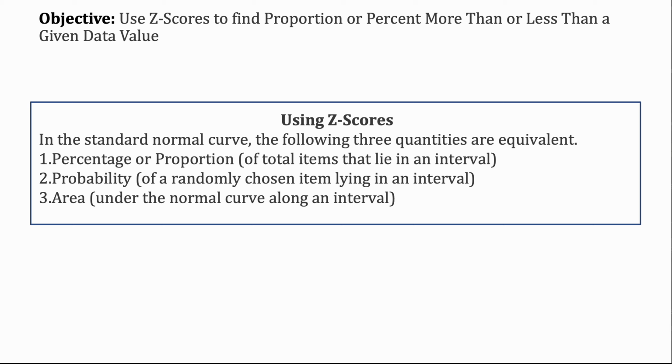In this video, we are going to use z-scores to find the proportion or percent more than or less than a given data value. Now, in the standard normal curve, the following three quantities are equivalent: the percentage or the proportion, the probability, and the area under the normal curve. So we're going to use all of those things to help us with these particular problems.